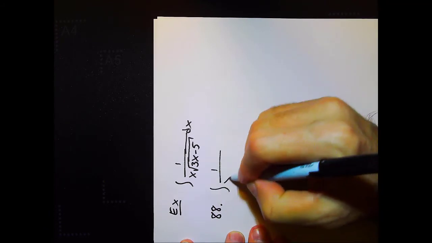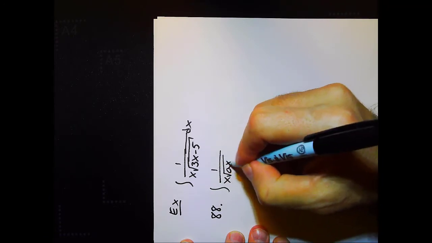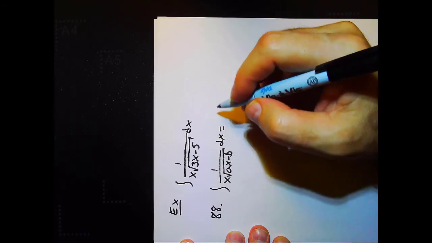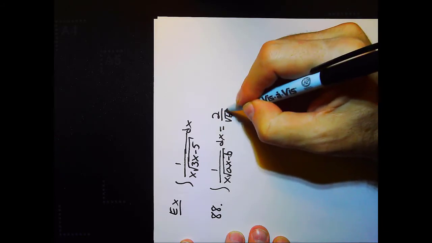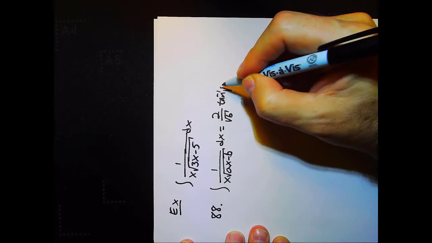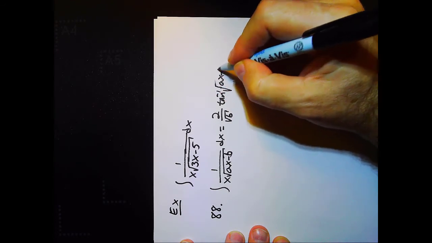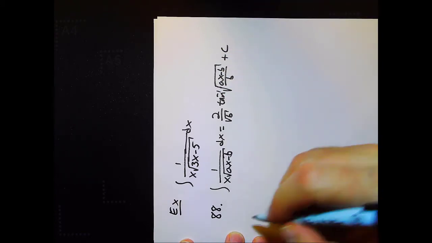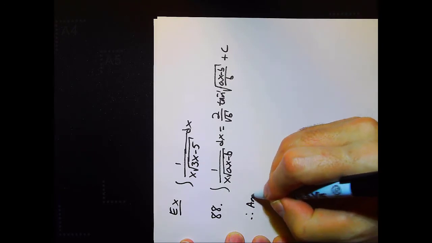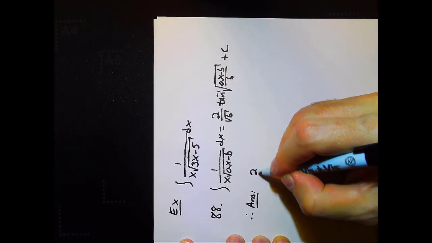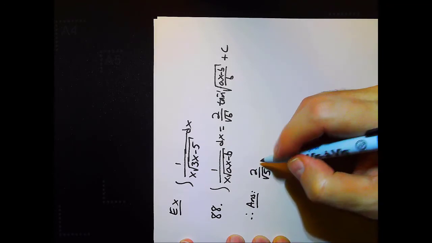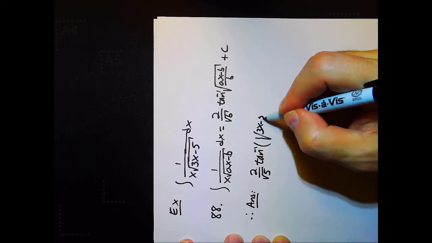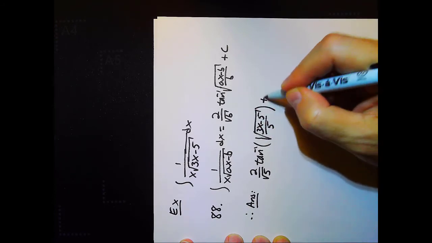It says that if I have the integral of 1 over x, the square root of ax minus b dx, then what I get is exactly 2 over the square root of b times the inverse tangent of the square root of ax minus b over b, plus a constant of integration. It follows, therefore, that our answer is exactly 2 over the square root of 5 times the arctangent of the square root of 3x minus 5 over 5, and then plus c.